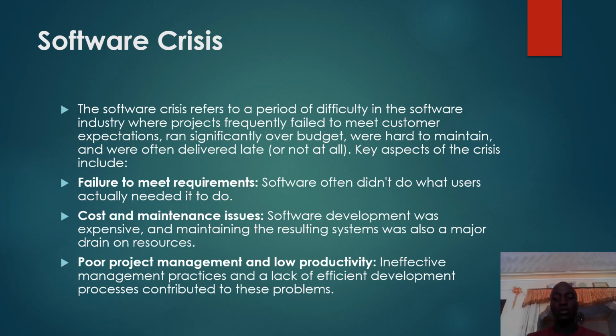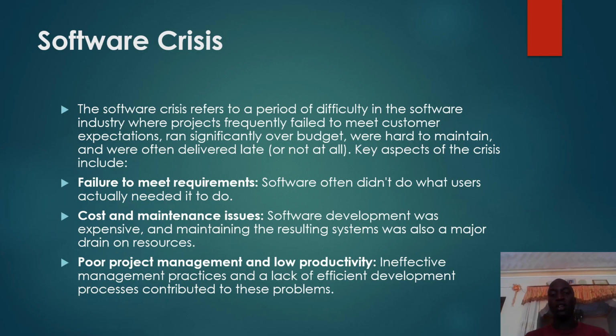In planning of software projects, there's a term that we call software crisis. This refers to a period of difficulty in the software industry where projects frequently failed to meet customer expectations, ran significantly over budget, were hard to maintain, and were often delivered late or not at all. These are the kind of crises that people face when setting up software.